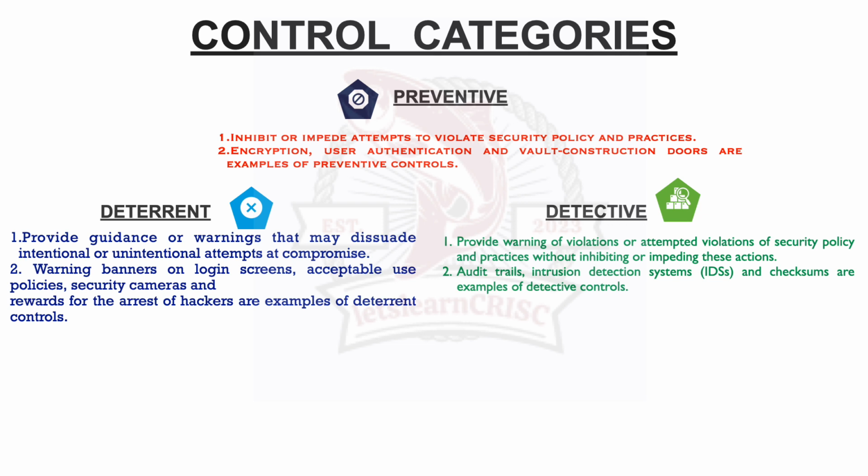Friends, this sentence describes a detective control in the context of security measures, right? Detective controls serve to provide warnings or indications of violations or attempted violations of security policies and practices without actively inhibiting or impeding these actions. Examples of detective control include audit trails, intrusion detection systems, and checksums. These measures focus on monitoring and detecting anomalies or suspicious activities, allowing for the identification of potential security breaches. Friends, unlike preventive control that aims to stop incidents, detective control functions to alert and inform, facilitating a rapid response to the security threat or breaches.